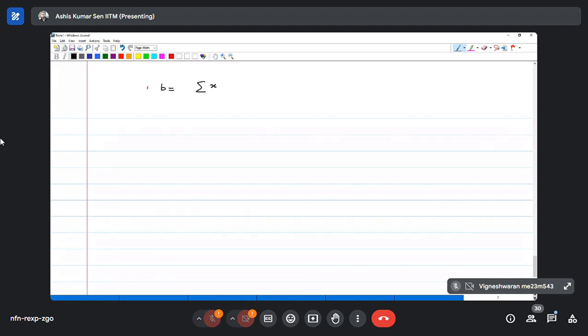This is our B, which will be equal to sum xi square, sum yi minus sum xi yi divided by n times sum xi square minus sum xi whole square, right? This is the same equation.